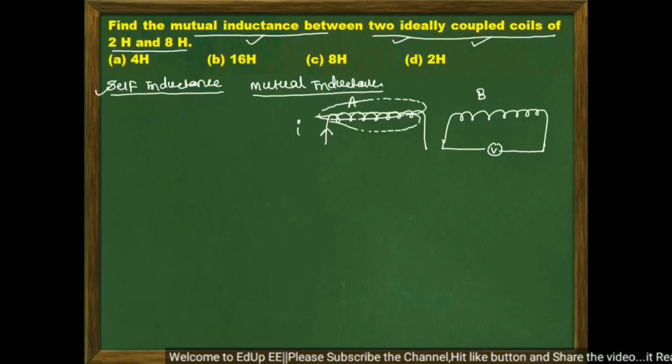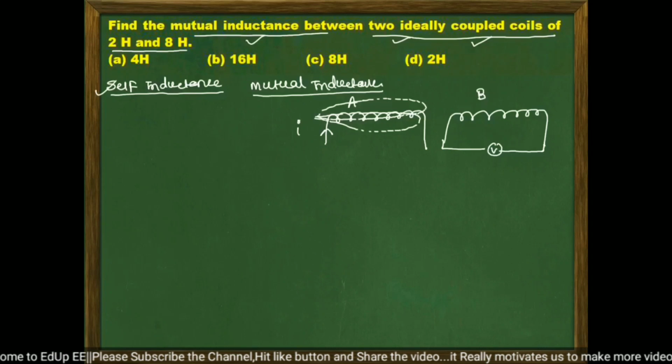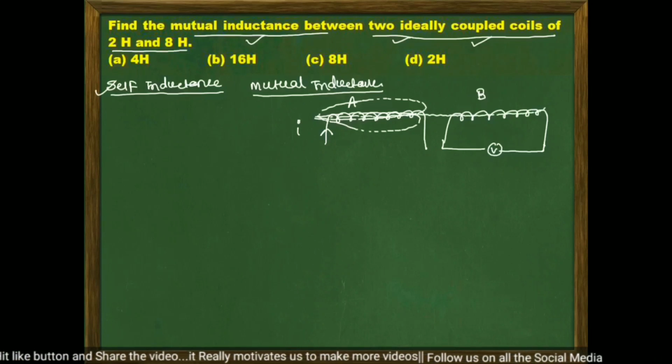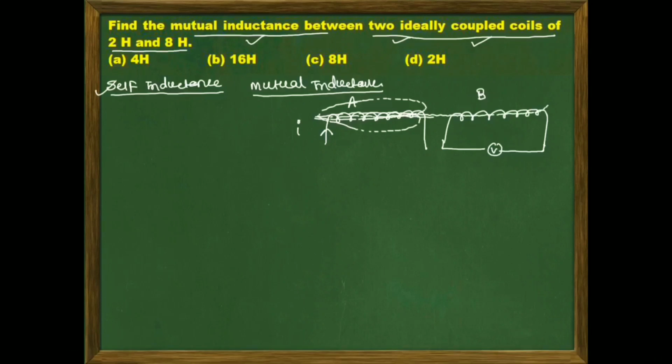Okay, so this is flux and this is flux linkage, we can say, as there are number of turns. And some fluxes also link the another coil, which is placed nearer to it. Meaning the coil B comes under the influence of A's magnetic field.